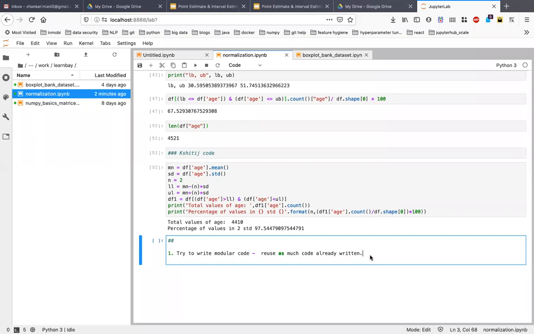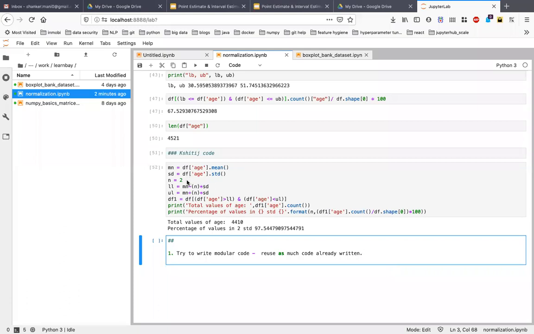Keep this in mind. As you keep practicing Python, you will get to know that if you write this code and I ask you one more question, you have to change a lot of code, right? That comes with a little bit of practice. So whenever you approach any problem, make sure that your code is modular. Modular means you reuse as much as possible.